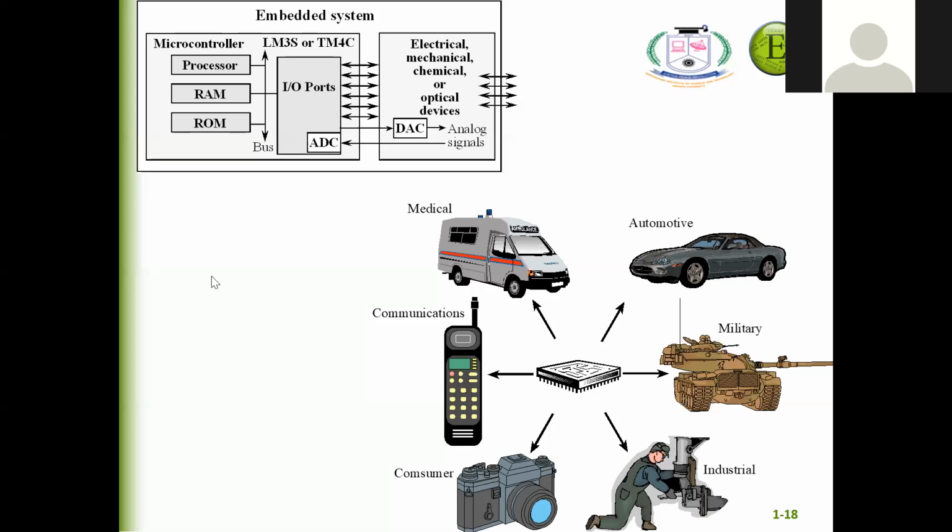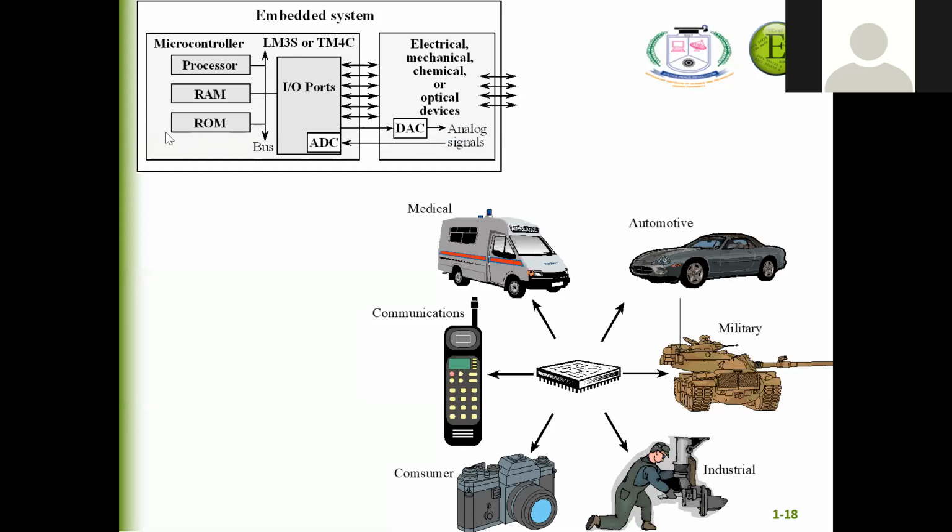In this microcontroller, we have a processor, and a memory unit is also there, RAM and ROM. IO ports, I told you all this will be present inside the microcontroller. ADC, analog to digital converter, and DAC, digital to analog converter. If I want to connect any peripheral devices, I can connect through these. So this is what they have given.